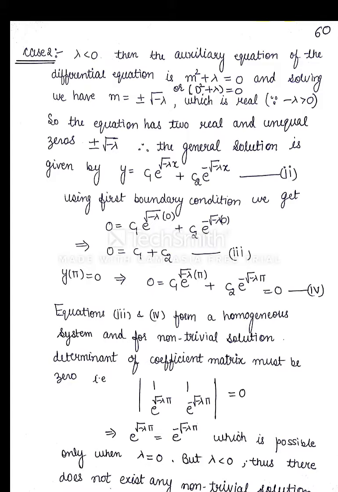Now the second condition, that means y at π is equal to 0, we get 0 = c1 e^(√(−λ) π) + c2 e^(−√(−λ) π), and we mark this equation as equation number 4. Now you can see that equations number 3 and 4 form a homogeneous system of linear equations.